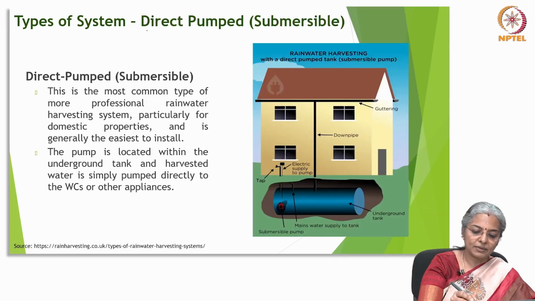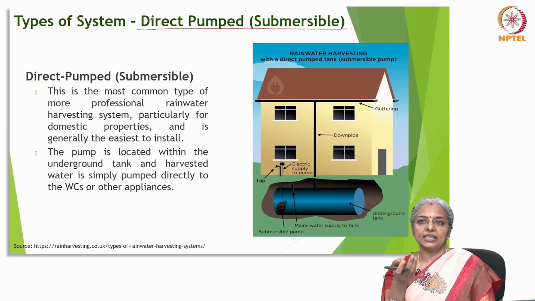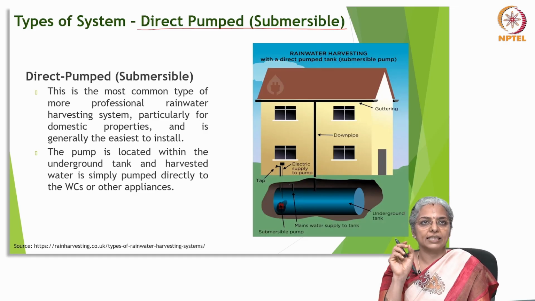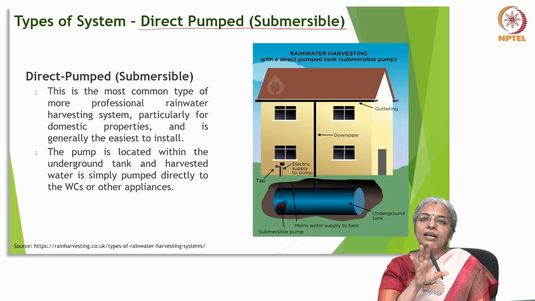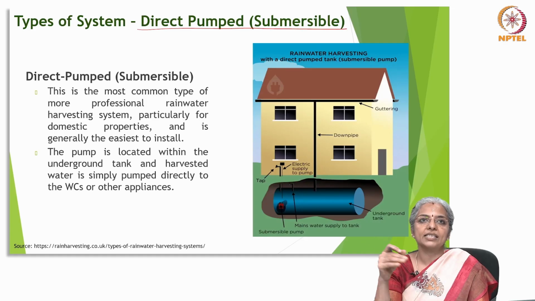The second type is the direct pump submersible type. Again, this is a more common type of professional rainwater harvesting system, and this is primarily used in domestic segments only, and it is very easy to install. What happens here is, a pump is also installed underground, and then the harvested water is simply pumped directly to various appliances like the closet, wherever you want to use this rainwater.